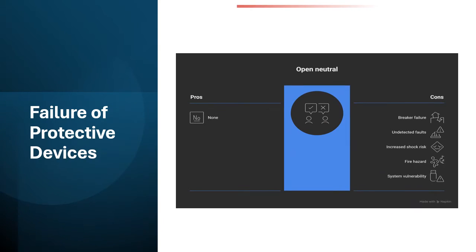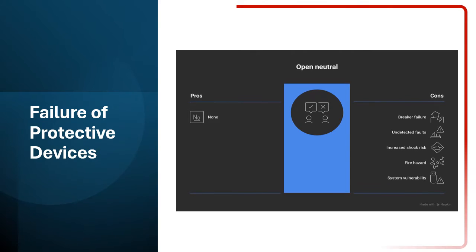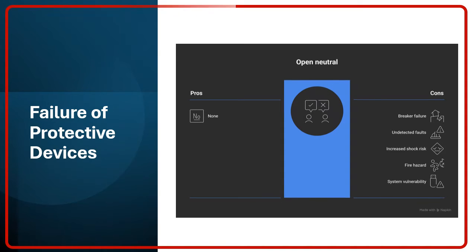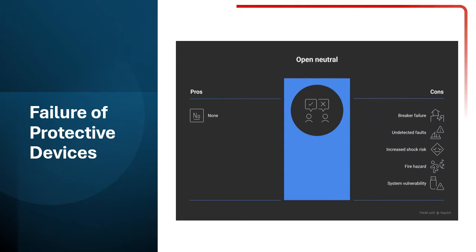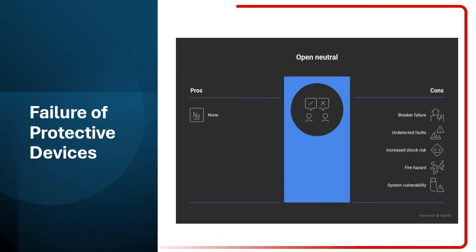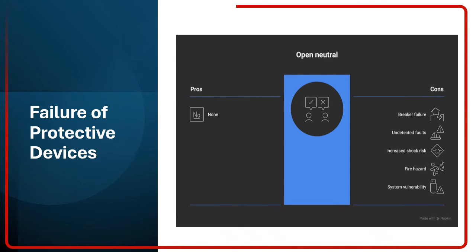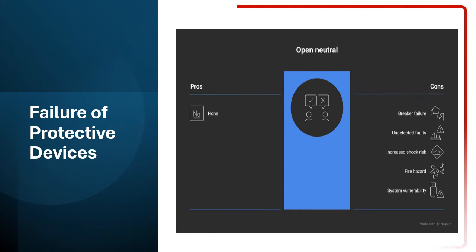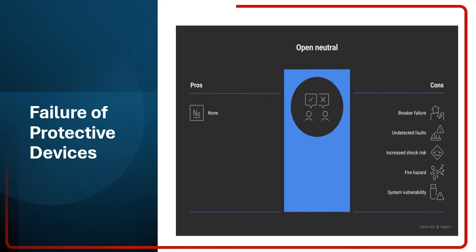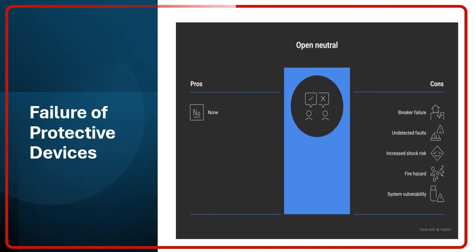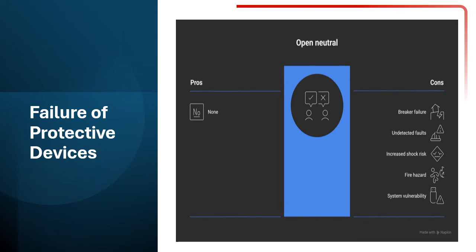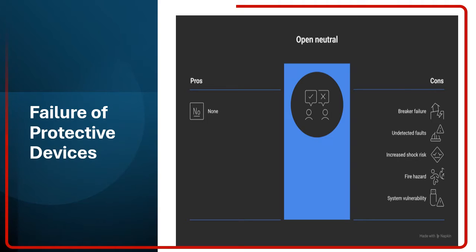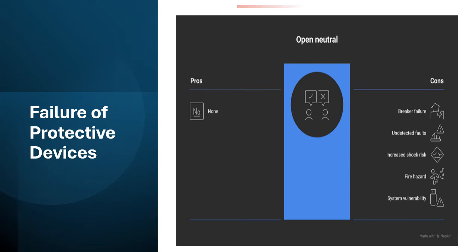Failure of protective devices. An open or faulty neutral can prevent circuit breakers from tripping when there's a fault, leaving the system vulnerable. Circuit breakers are designed to disconnect power in the event of a short circuit or overload, but an open neutral disrupts the flow of fault current, which can prevent the breaker from activating and increase the risk of electrical shock or fire. This can lead to a dangerous situation where a fault goes undetected, potentially causing significant damage or injury.